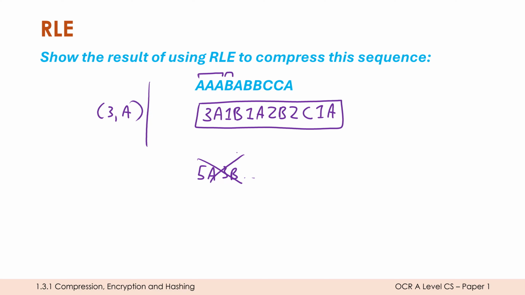The reason why we can't do this is because how would you restore it? How would you decompress it and put it back to the original? You wouldn't be able to, because you wouldn't know where these A's came from, in what order these A's were in. We need to fully write it out in the same order so that we can decompress it and put it back to the original.